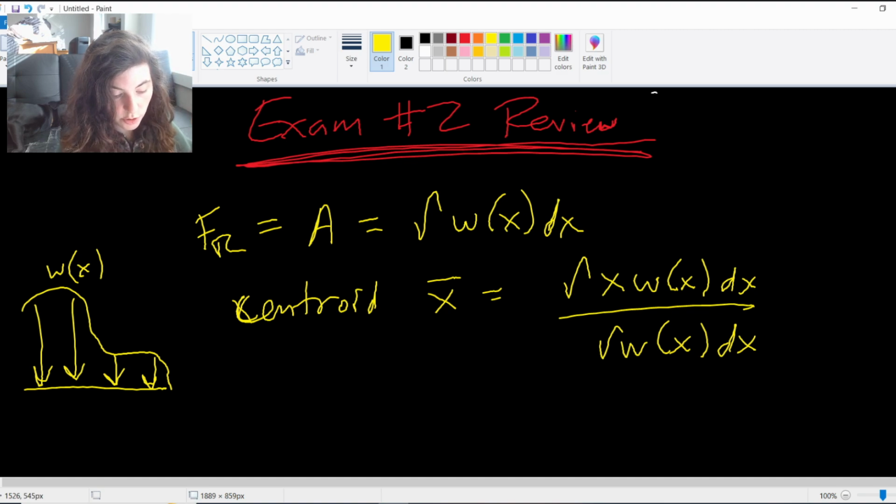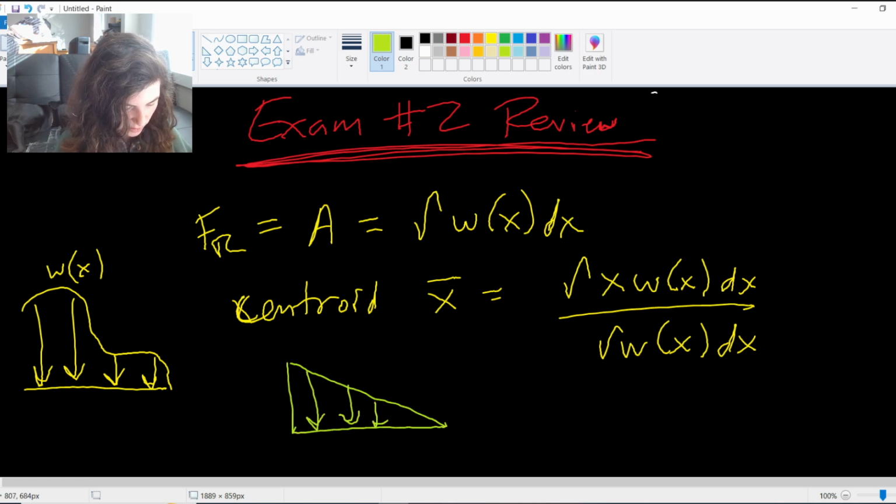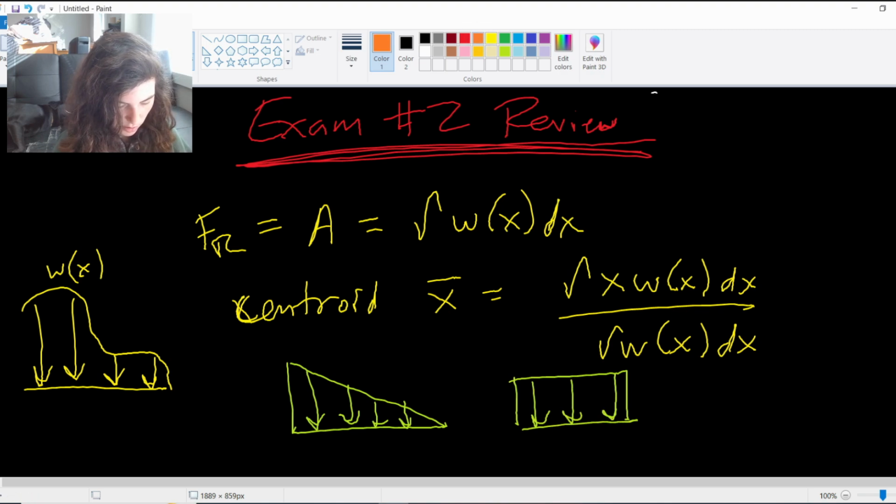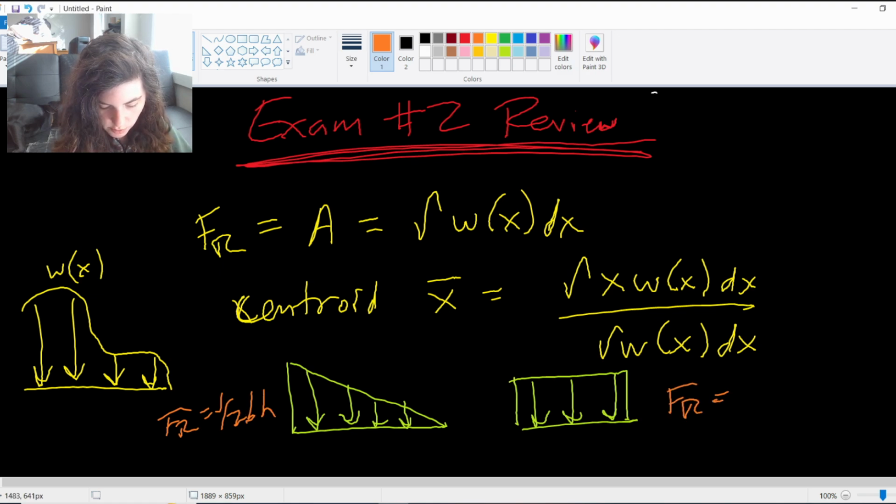It's also good to know you are provided a chart for these, but it's also good to know that a distributed load that is triangular in shape or rectangular in shape acts in a certain place. So we know that we can calculate the area of a triangle. So FR for a triangle is 1/2 base times height. FR for a rectangle is just the base times the height. And then where it acts within those shapes that we often see.